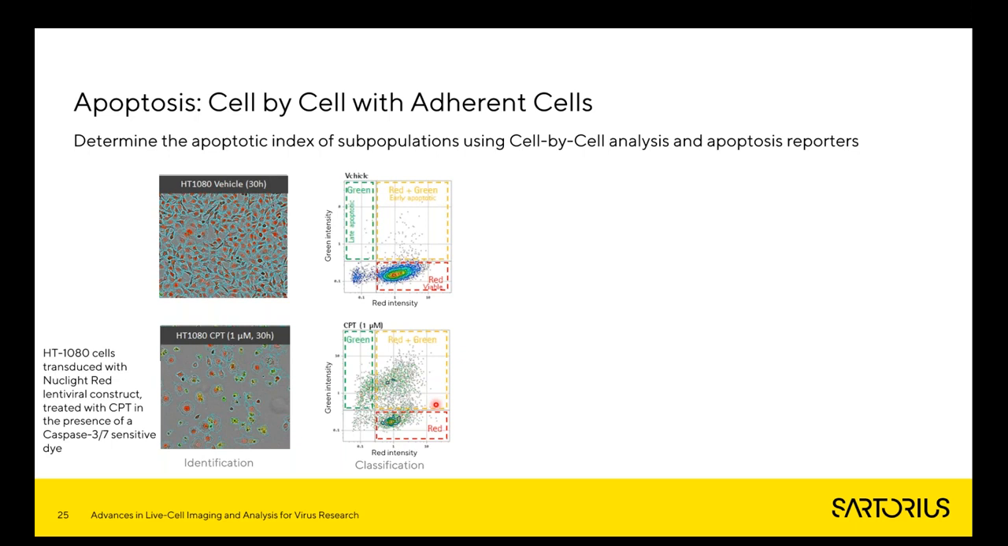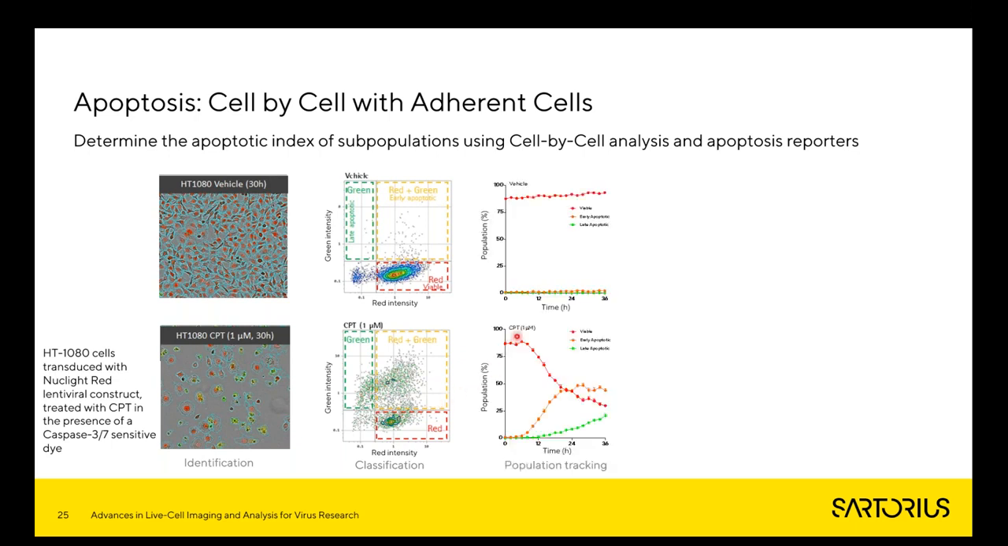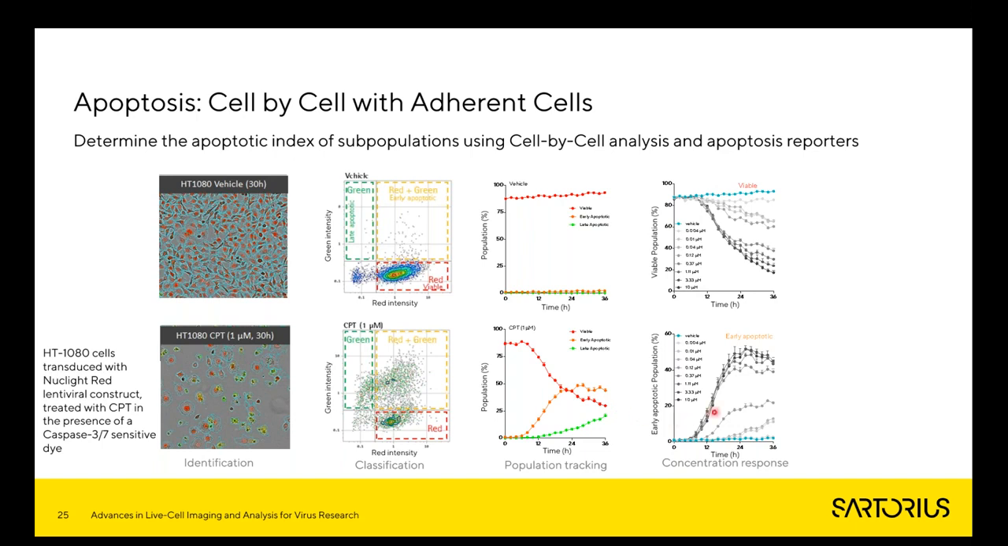Upon performing quadrant gates and classifying our different subpopulations, we can then track these subpopulations by generating time course graphs. You can see that approximately before 12 hours, the viable population slowly starts to decrease. Simultaneously, there is an increase in the early apoptotic population, and even later, we see an increase in the late apoptotic population. We can also graph each individual subpopulation from the different quadrants, and in this case, we were able to see a concentration response to camptothecin. The cell-by-cell module is compatible with adherent cells, but suspension cells can be analyzed as well.